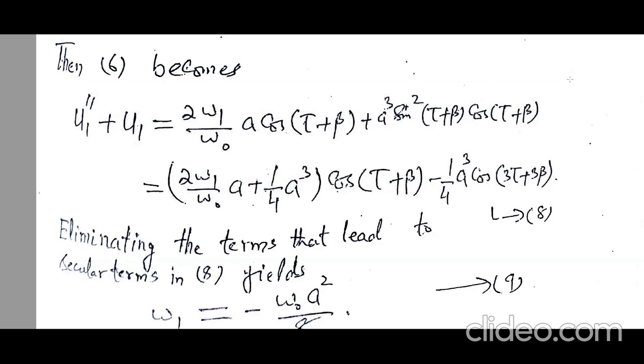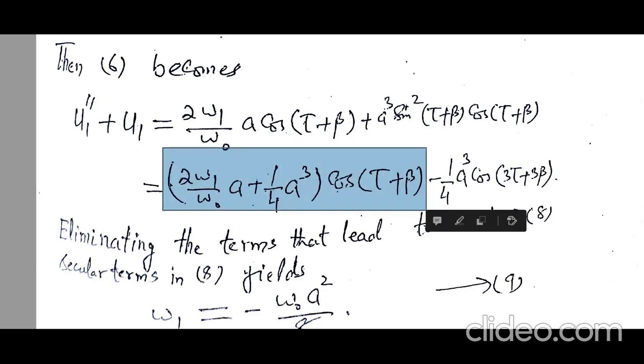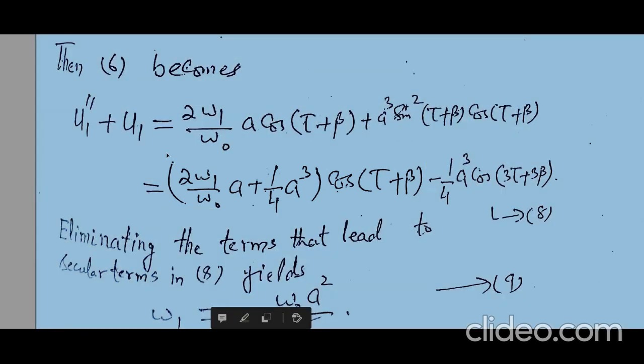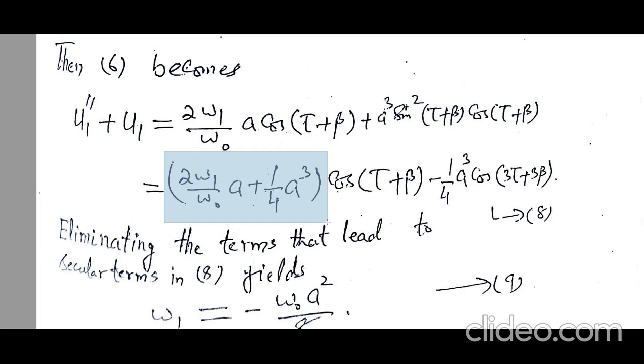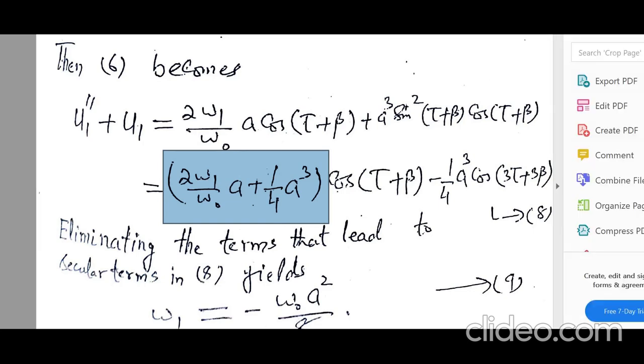Now the secular term appears because of the first term on the right hand side, which is over here. This term that you have can become unbounded. Therefore we have to equate the coefficient of this term equal to 0, and if you put the coefficient of this term, which is 2 omega 1 over omega naught a plus 1 over 4 a cube, equal to 0, from here we can get omega 1 as minus omega naught a square over 8.